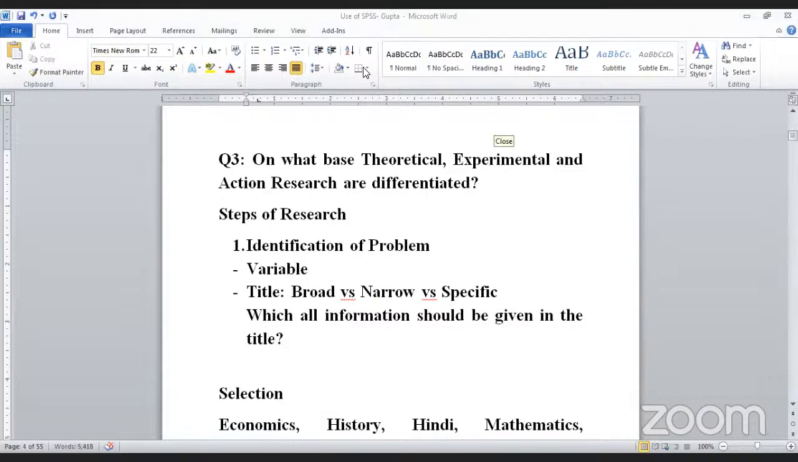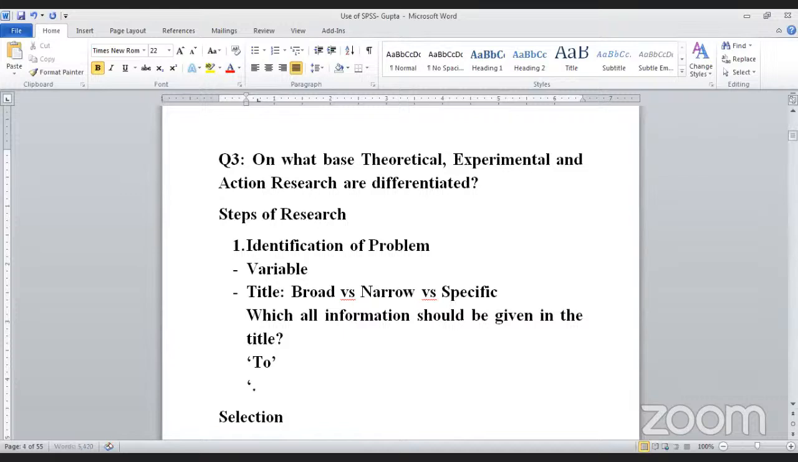Uma Pandey, you will see, you will get the answer yourself. Now, the next question is: can a title start with the word "to", or can you put a full stop in the title? These are the four pieces of information which you must have in respect of the title of the research.